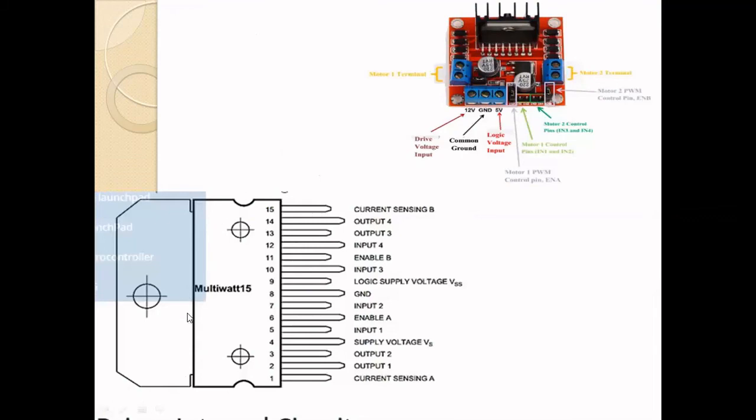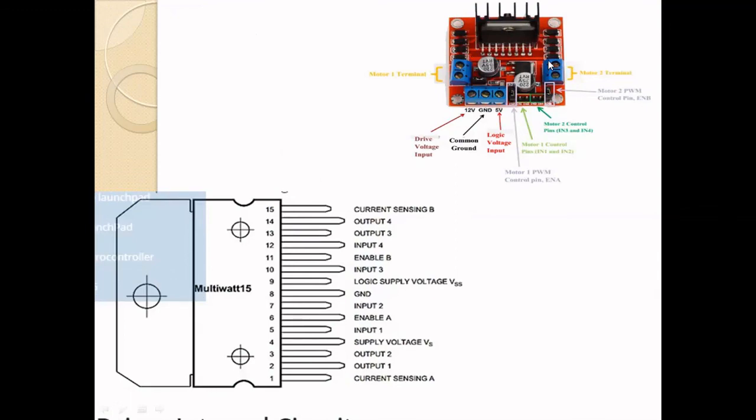So this is the pin diagram of the driver circuit. There are 4 input pins and 4 output pins. You also have the enable pins, next the logical supply voltage, next the supply voltage, and next current sensing A and B. So in total 15 pins are available. This is the driver circuit.